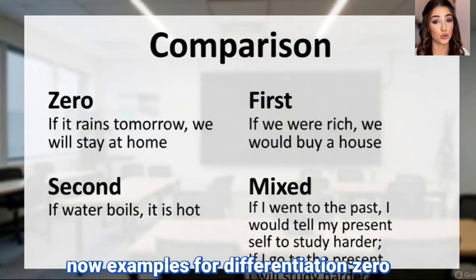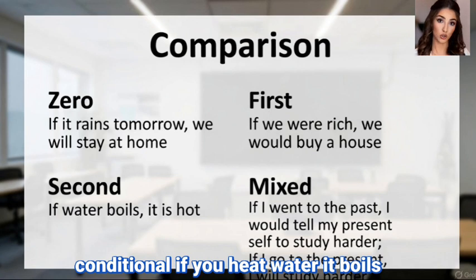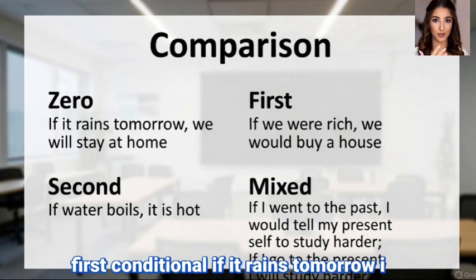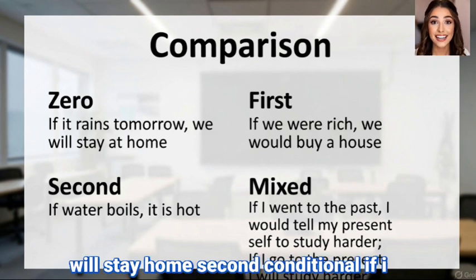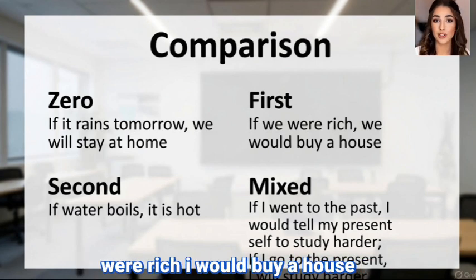Now, examples for differentiation. Zero conditional. If you heat water, it boils. First conditional. If it rains tomorrow, I will stay home. Second conditional. If I were rich, I would buy a house.